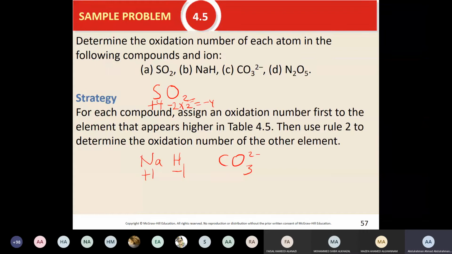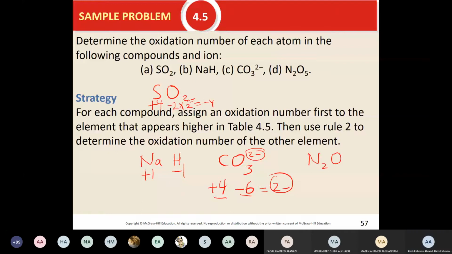How about CO3 2-? Quickly, what's O? -2, times 3 is -6. How about carbon? +4. Yes, why? Because +4 minus 6 is equal to 2 minus, which is this one. That's correct.